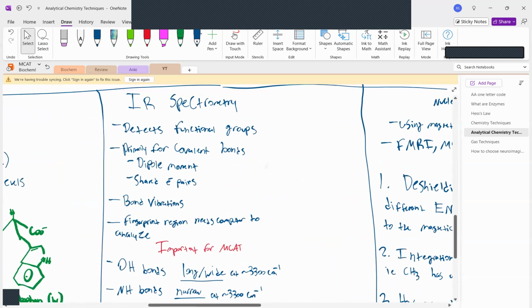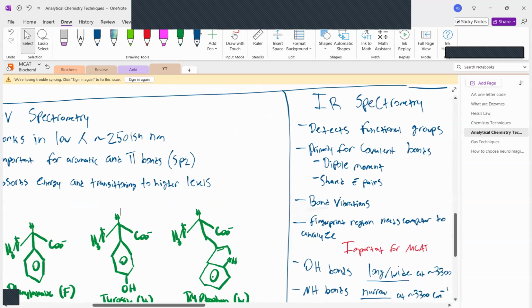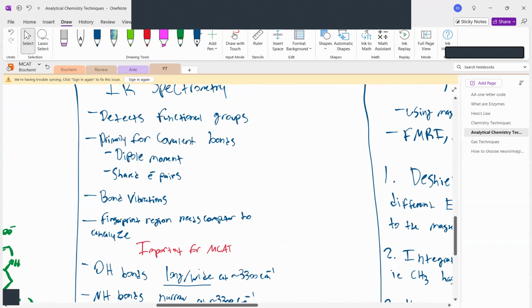And then you have IR spec. It detects functional groups, whereas UV is more or less electrons and excitation. This is for functional groups and for covalent bond excitation for the dipole moment. Most of the time it's primarily for covalent bonds, so it's looking for the shared electron pairs and that dipole moment. And it is looking at bond vibration, so it's looking for different dipole moments. It's the molecule moving back and forth. It kind of has the zoomies, right? Like when you see a dog go boop boop boop, super fast back and forth.